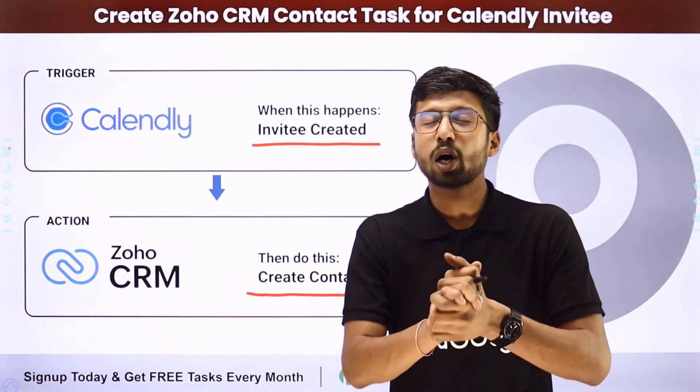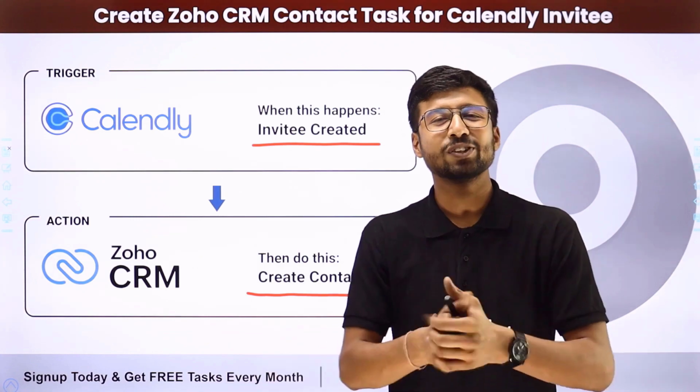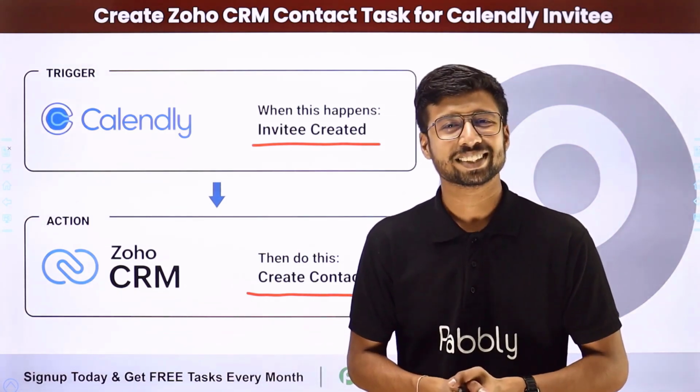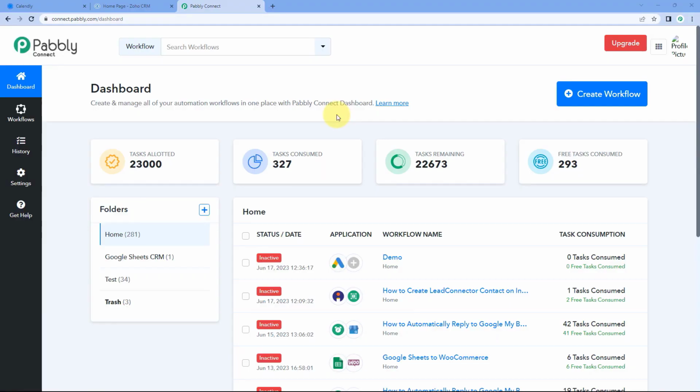So if you also want to know how you can set up this automation, you just have to come with me to my screen. So as you can see, here we are on Pabbly Connect's dashboard. Now to reach this dashboard, you will get a free sign-up link of Pabbly Connect in the description box below. By clicking on that link, you can create your free Pabbly Connect account in just 2 minutes.